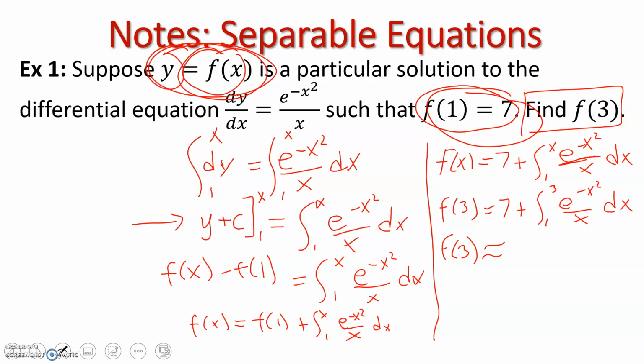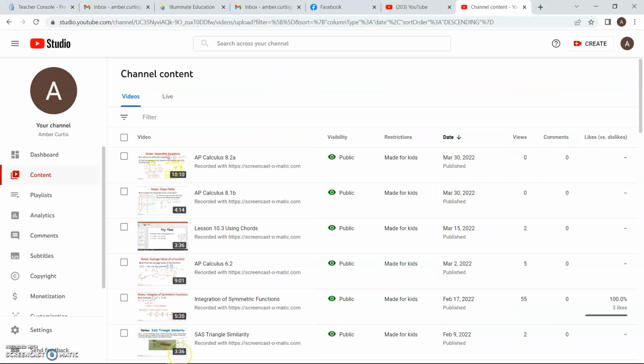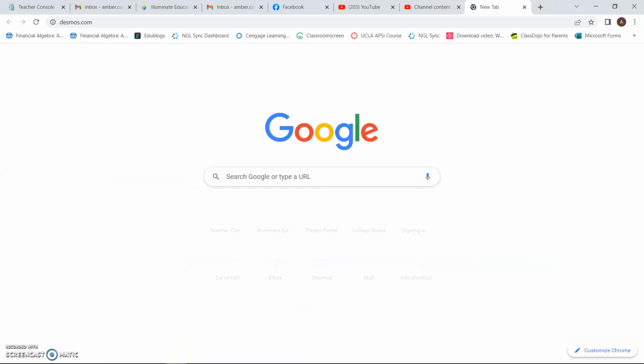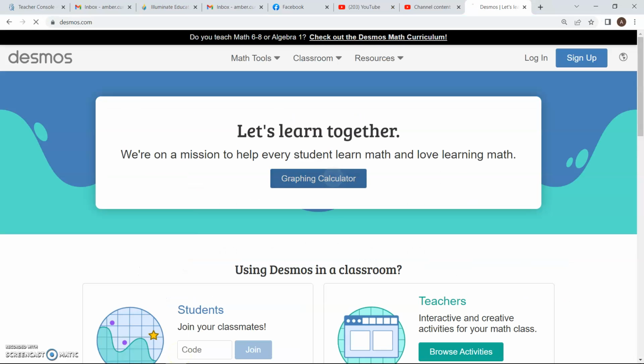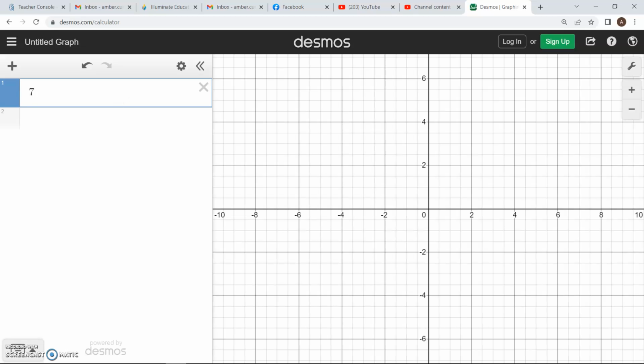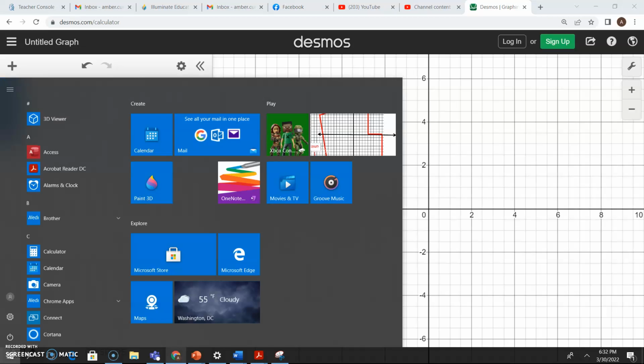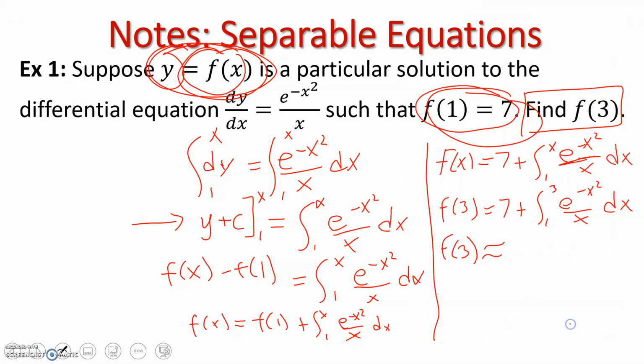Let's actually go ahead and do that. So I'm actually going to get into Desmos, and we'll use Desmos here instead of the graphing calculator. 7 plus the integral from 1 to 3 of, what did we have? E to the negative x squared over x dx. And we see that it is 7.1096. So let's jump back.